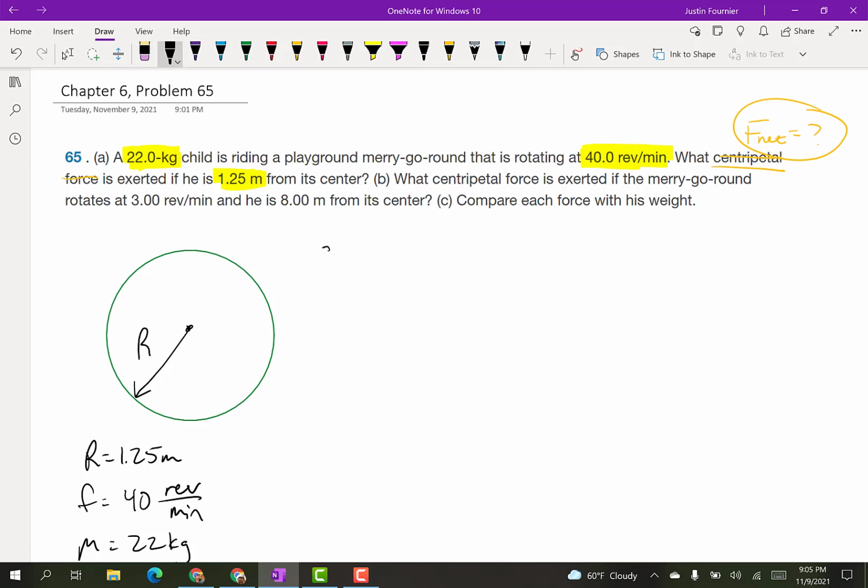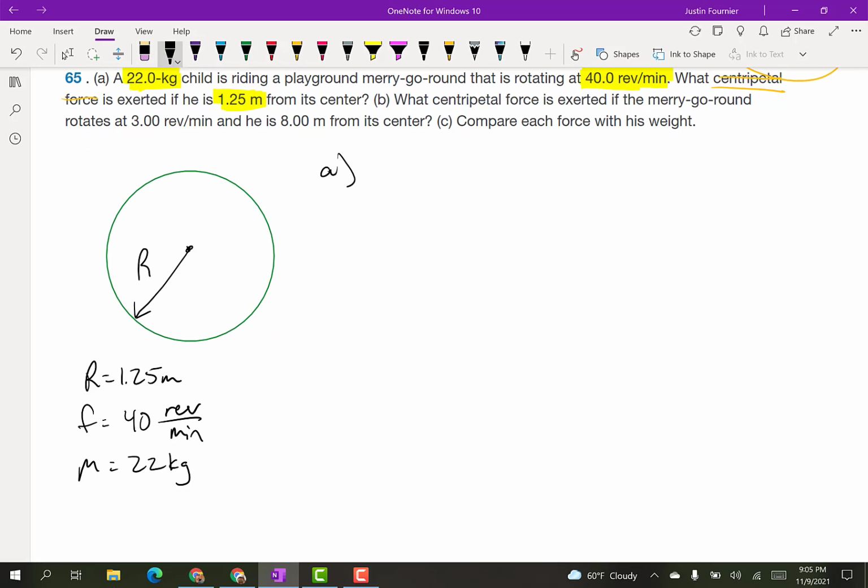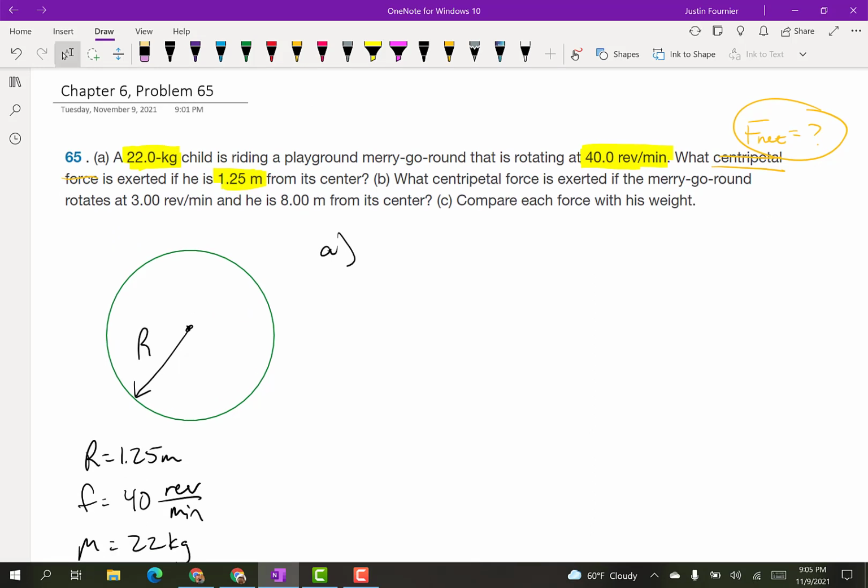So let's do part a here. I already drew my diagram with a circle. I know it's got a radius r that I know is 1.25 meters. They gave me a frequency, which is 40 revolutions per minute, which again is a kind of awkward frequency. And then I know the mass is 22 kilograms. Basically I'm trying to find the net force.